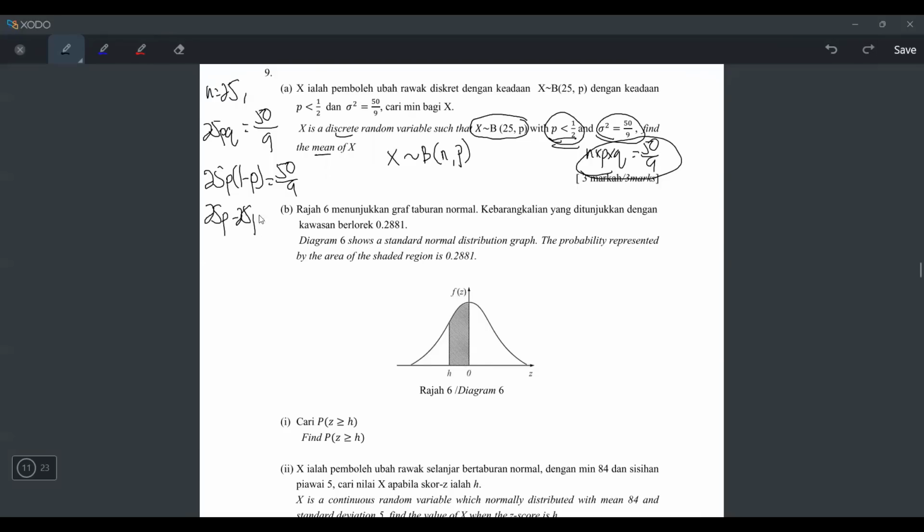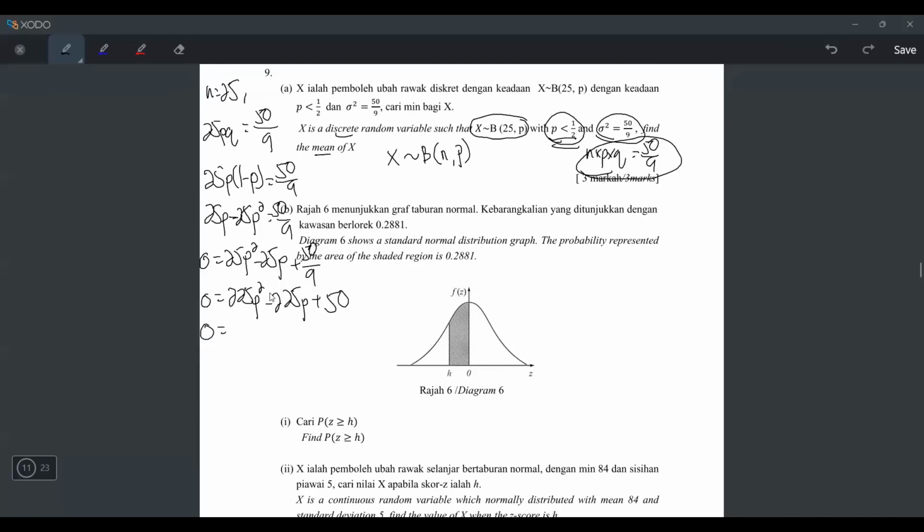25p minus 25p squared equals 50 over 9. And you can see there's a square here, so this is a quadratic. Quadratic means everything has to move to one side equals 0. So I will choose to move everything to the right side to make the a positive. So 25p squared, plus 25 moved there becomes 25p, and then plus 50 over 9. But still cannot use calculator because we can simplify. First remove the fraction. So everything times 9. What is 25 times 9? Let's press, 225. So 225p squared, then 25 times 9 ends up with 225p, and then 50 over 9 times 9 is just 50.